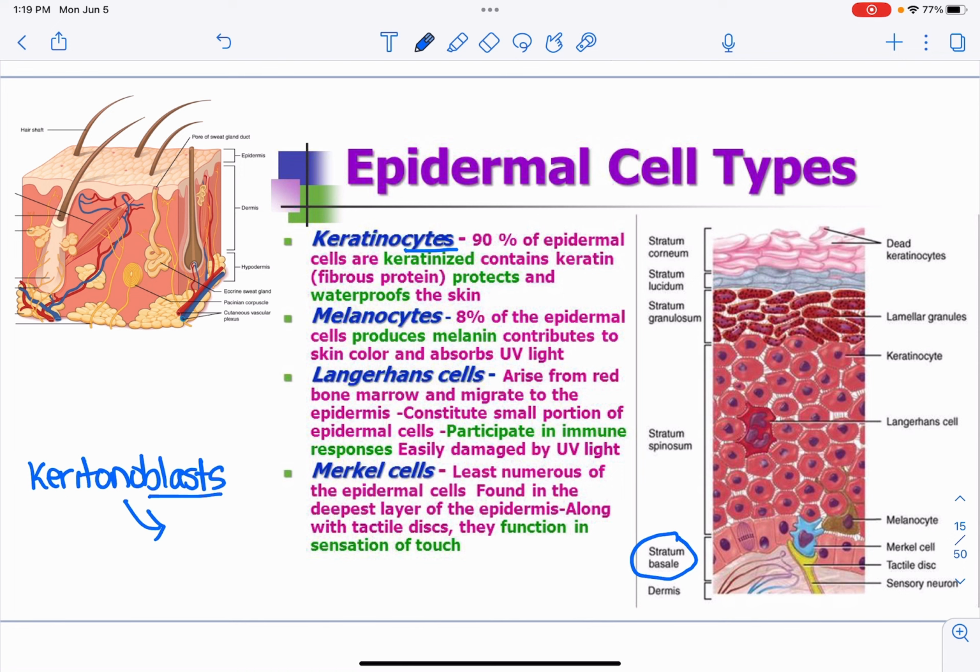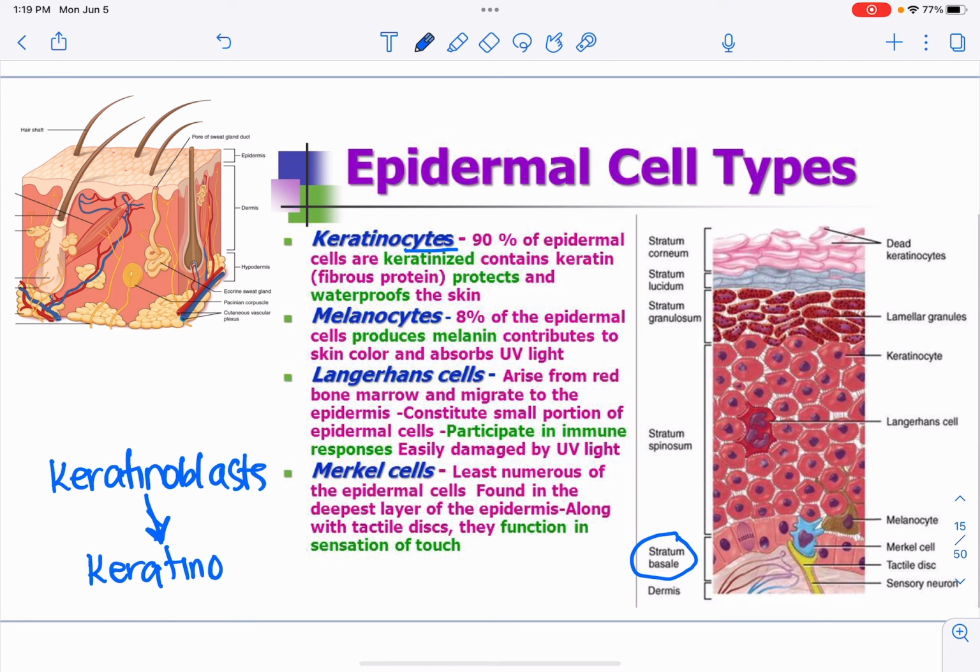So keratinoblasts become... my goodness, I really messed that up. Sorry about that. Can become keratinocytes.